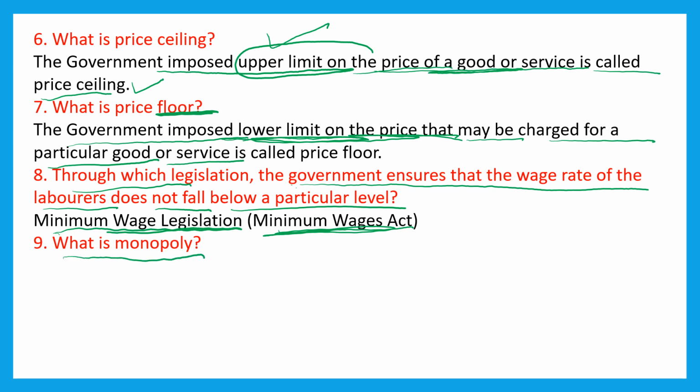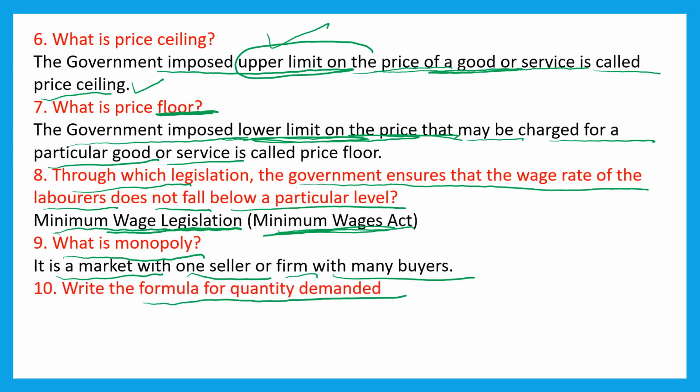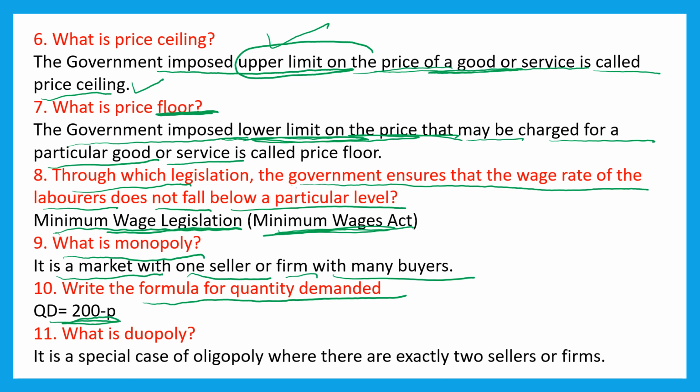What is monopoly? It is a market with one seller or a firm with many buyers. Write the formula for quantity demanded. QD equals 20 minus P. What is duopoly? It is a special case of oligopoly where there are exactly two sellers or firms.